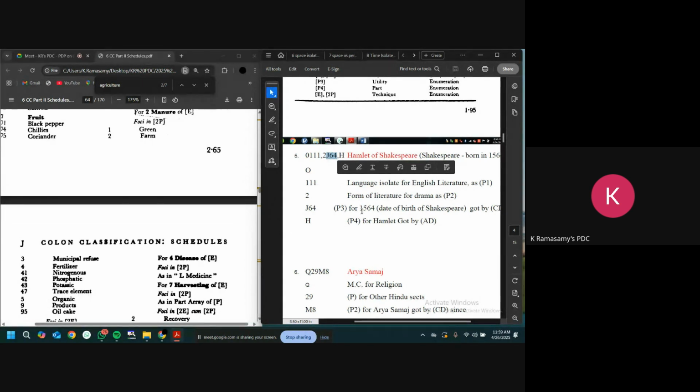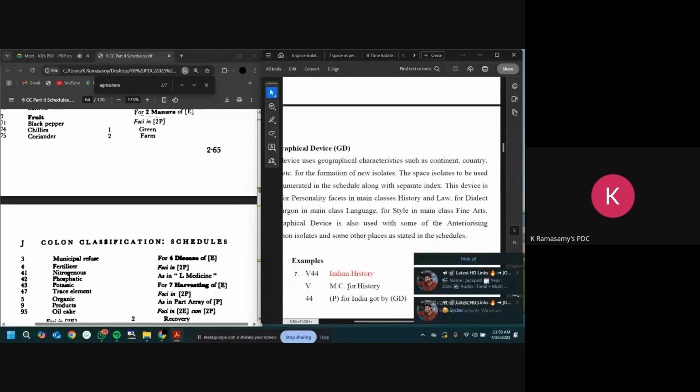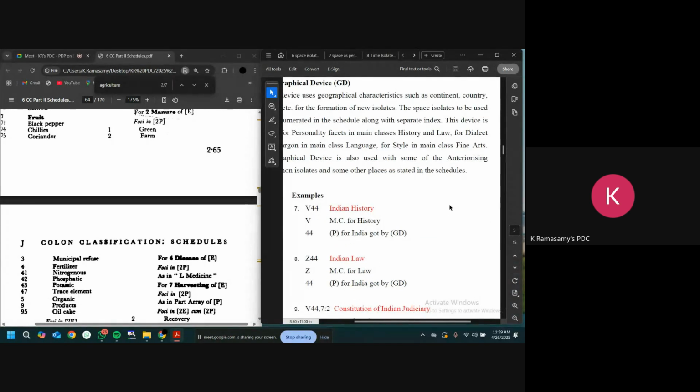So this kind of use of time isolates is called the chronological device, wherein time isolates are used in many main classes to sharpen the isolates. Okay, fine. That's the first thing. And secondly, we have geographical device. What is geographical device? Taking the number from space isolates and using it in different places.